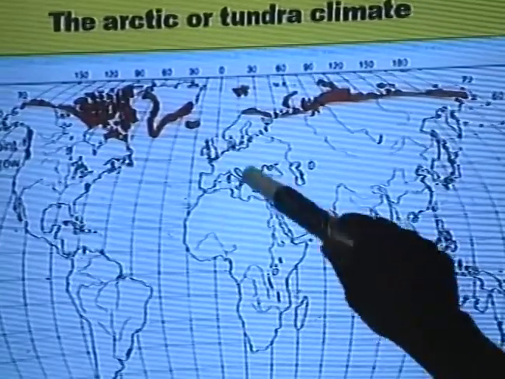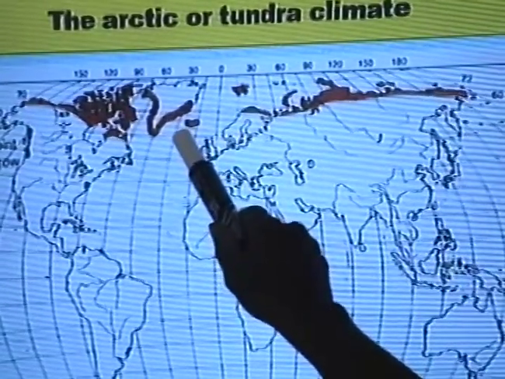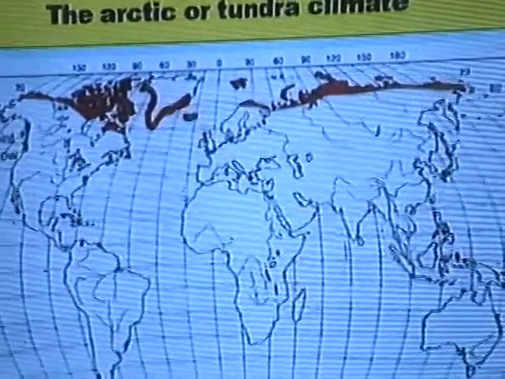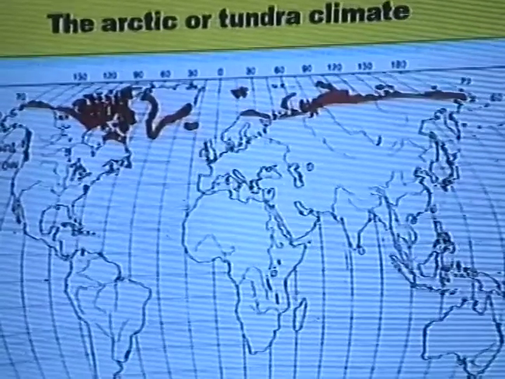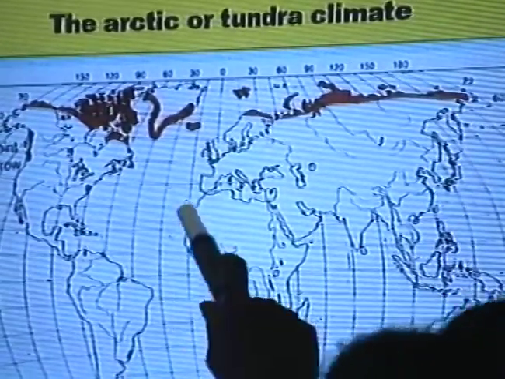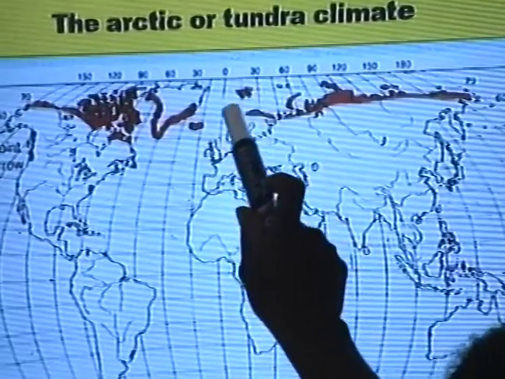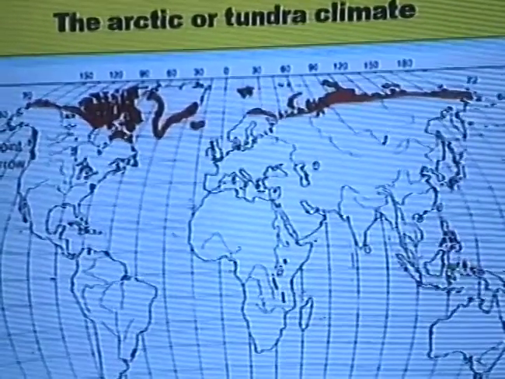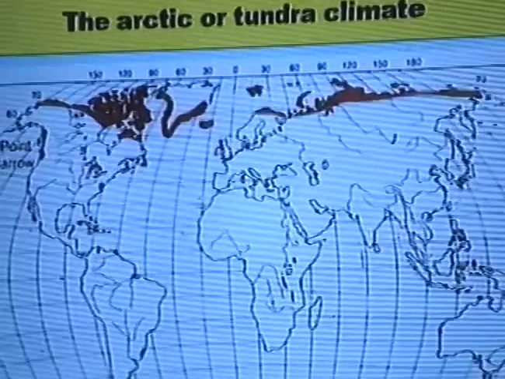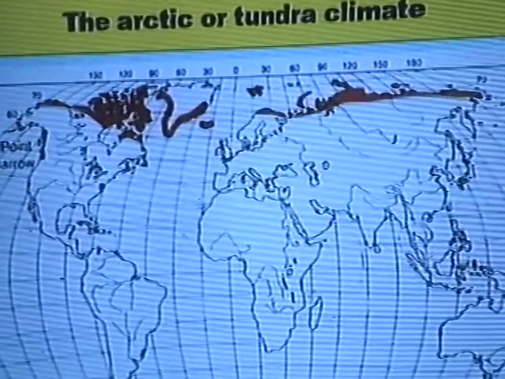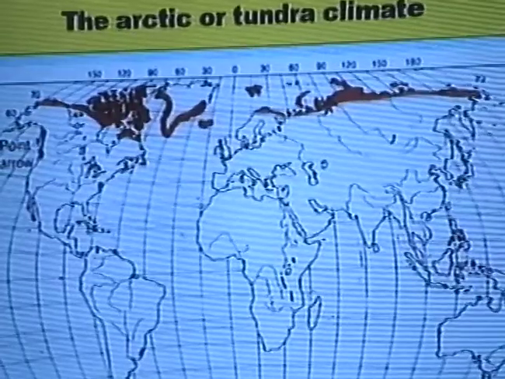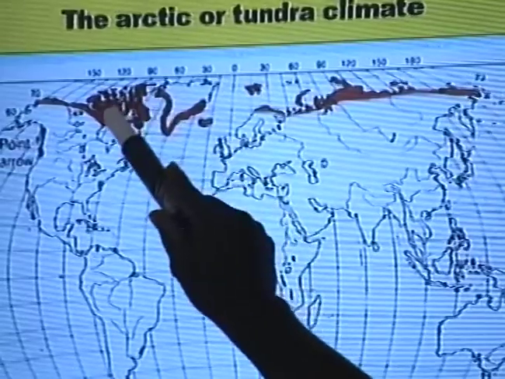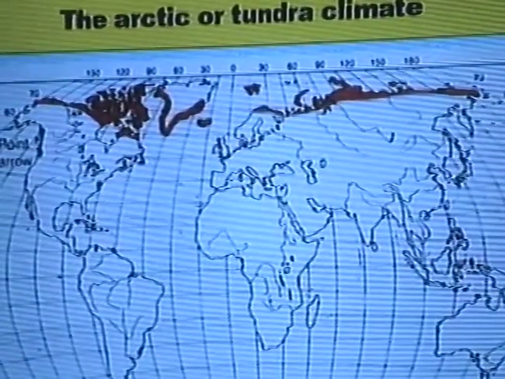You also have this island here, which is Greenland, the coastal area of the island, and also the many islands which are close to and within the Arctic Circle. Those islands also experience the tundra or Arctic type climate. You also have some islands to the north of the Canadian mainland, which also experience this type of climate.